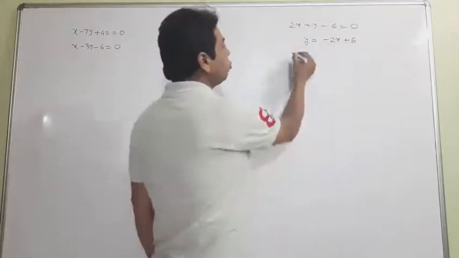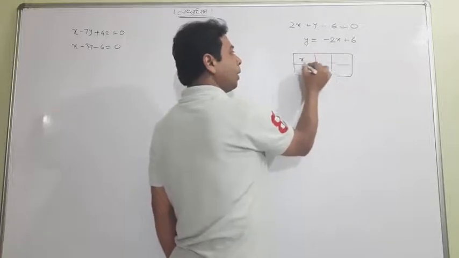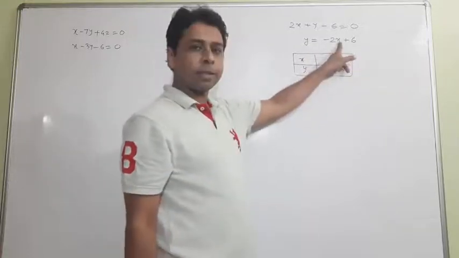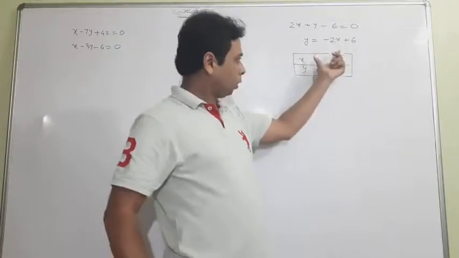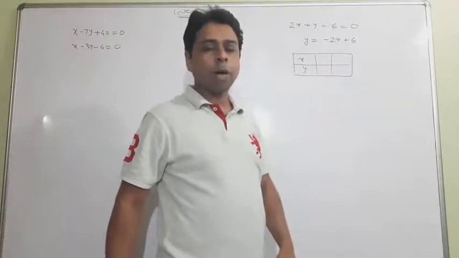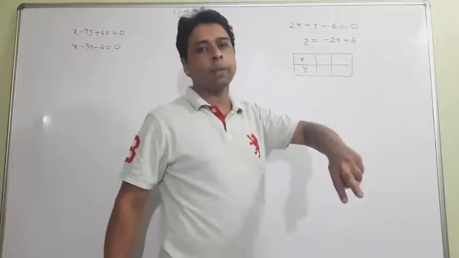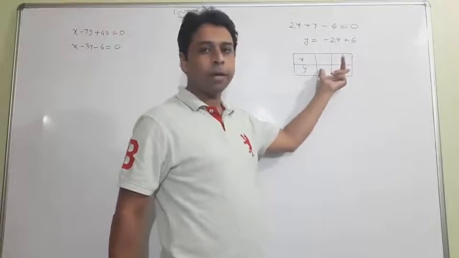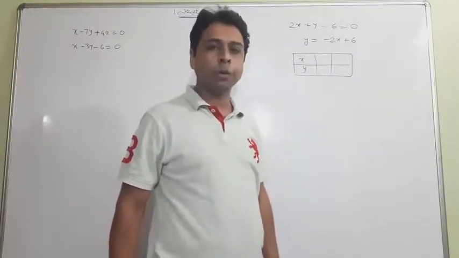And now make a table. Choose some values of x and, corresponding to these values, get y also. So the question comes to mind: how many values are required? How many values can we take? At least 2 values of x are required, and according to x you have to find the values of y. At least 2, and maximum you can take as you wish.